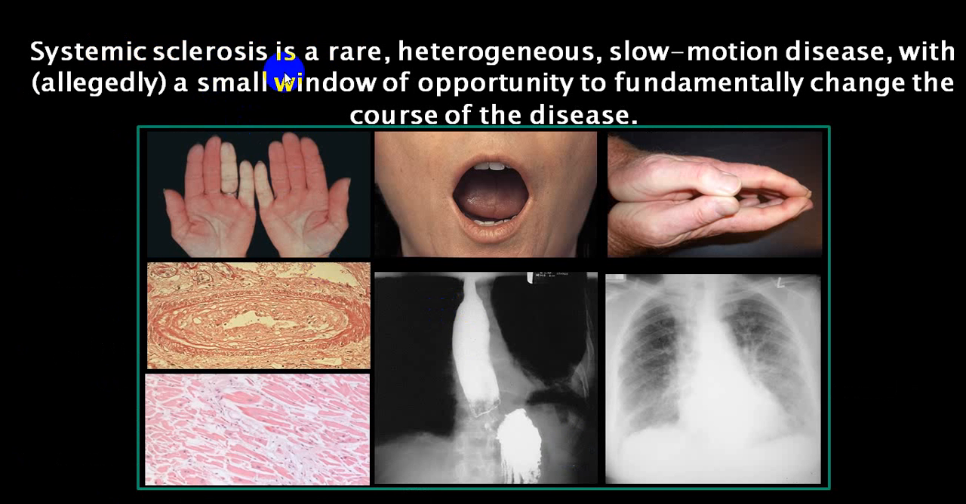Systemic sclerosis is a rare, heterogeneous, slow-motion disease with a small window of opportunity to fundamentally change the course of the disease. It is absolutely difficult. You get even the prayer sign. This is the prayer sign. This is Raynaud's phenomena. This is skin thickening. This is esophageal involvement. This is pulmonary fibrosis.